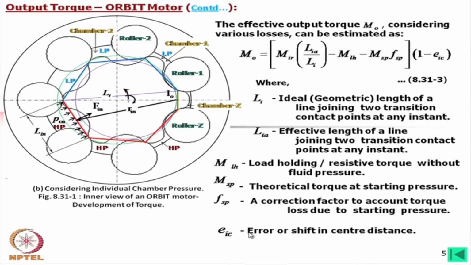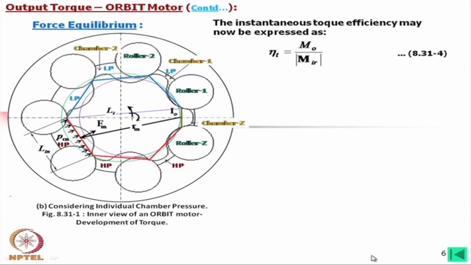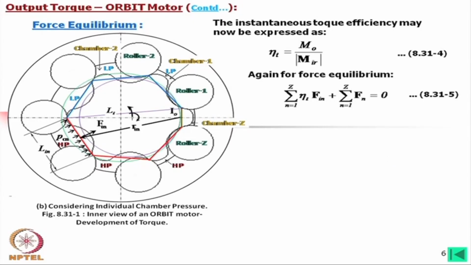But measuring such an error or shift in center distance is very difficult. So, we may neglect this, or in other words, even if we can measure or estimate that, whatever additional loss there is can be attributed to this one. Now, the instantaneous torque efficiency: this is the ideal torque and this is the output torque. So, this may be considered as the efficiency.